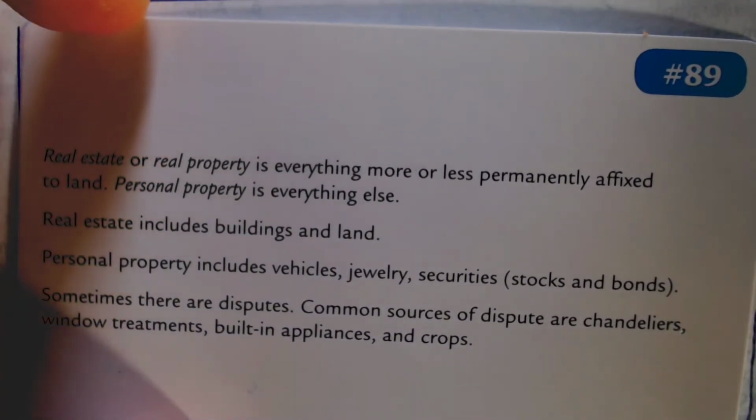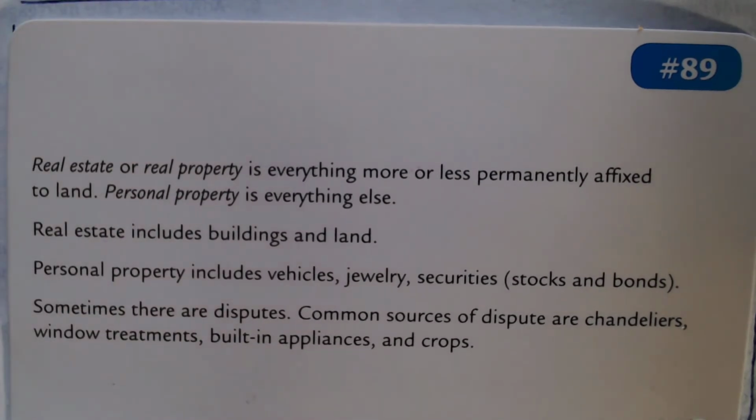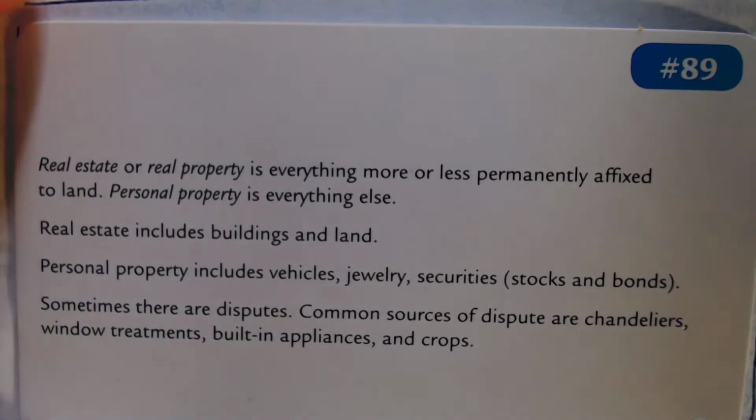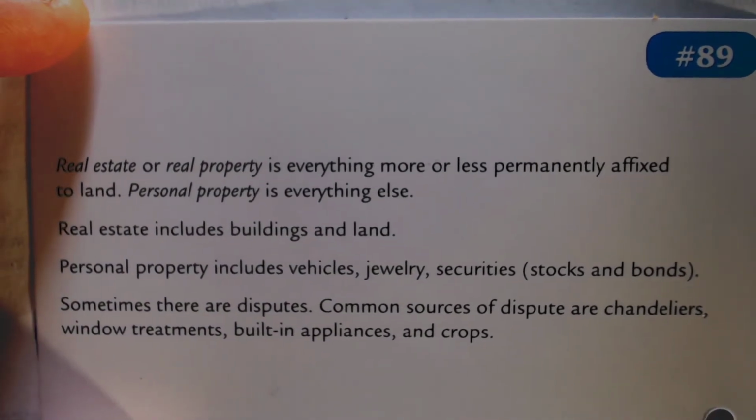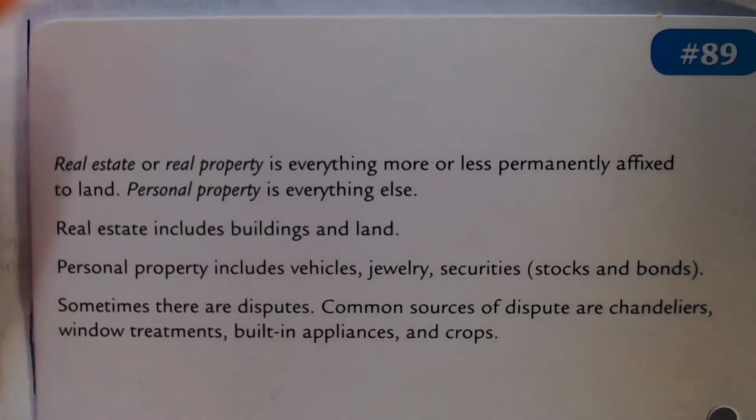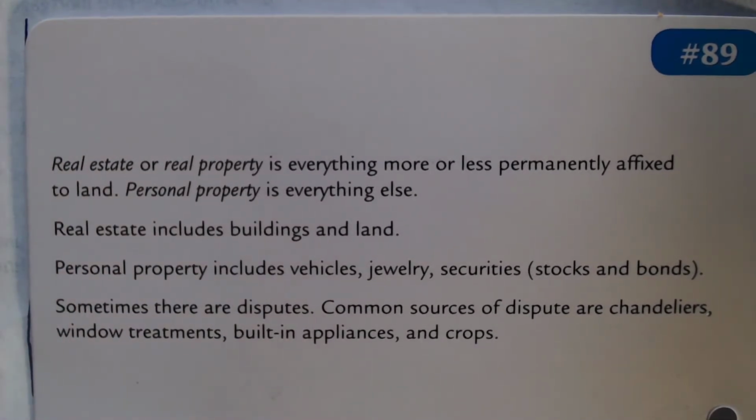Okay, so real estate, or real property, is everything more or less permanently affixed to land. And that's your real property. Personal property is everything else. Personal property includes vehicles, jewelry, securities, stocks, and bonds.